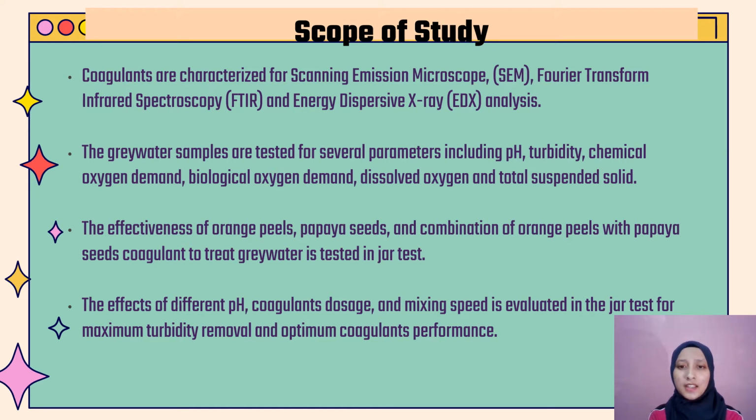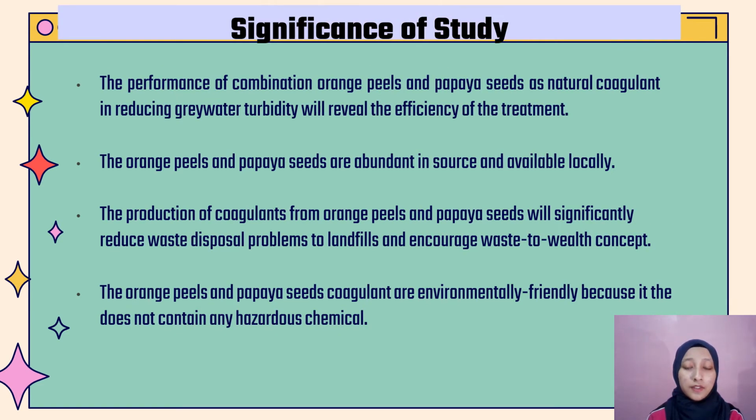Then, jar test is conducted to identify the effectiveness of orange peels, papaya seeds and the combination of orange peels and papaya seeds coagulant to treat grey water. Lastly, the effect of different pH, coagulant dosage and mixing speed is evaluated in jar test for maximum turbidity removal and optimum coagulant performance. Significance of study.